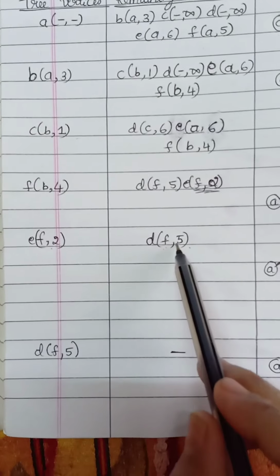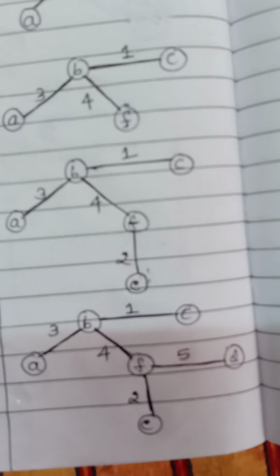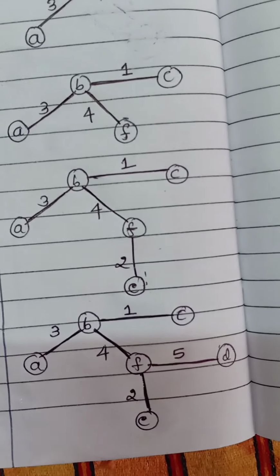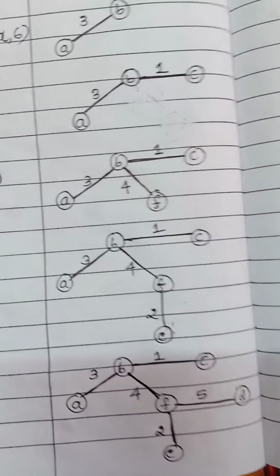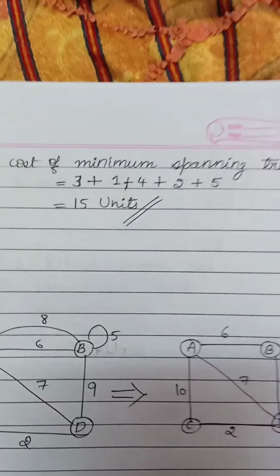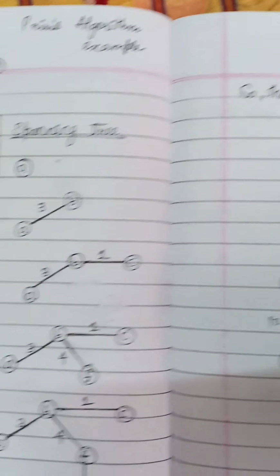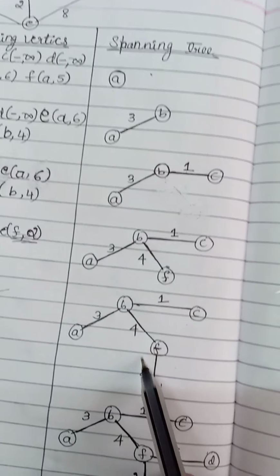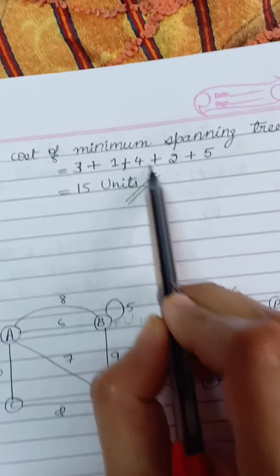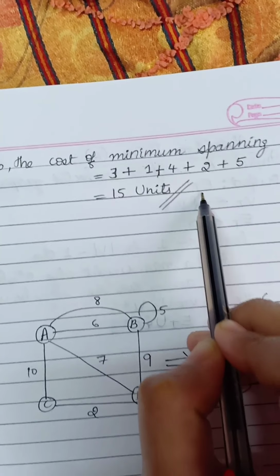In the last step, what is remaining is D of F, 5, and that you have to draw. So this is your final minimum spanning tree using Prim's algorithm. Now you have to calculate the cost of it. The cost of the minimum spanning tree is the sum of all the edges: 3 plus 1 plus 4 plus 2 plus 5, which gives a total of 15 units. This is about Prim's algorithm.